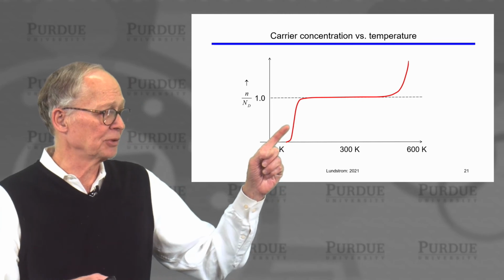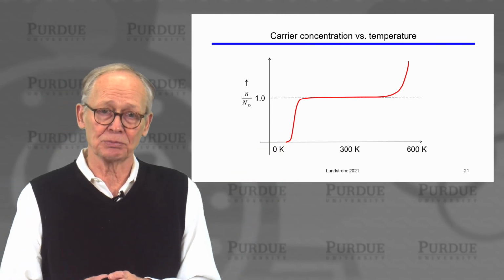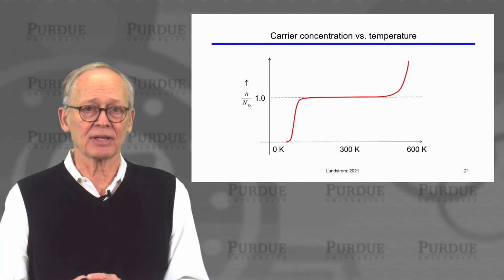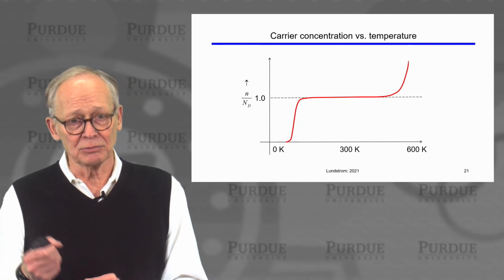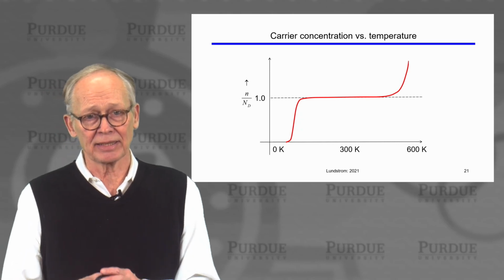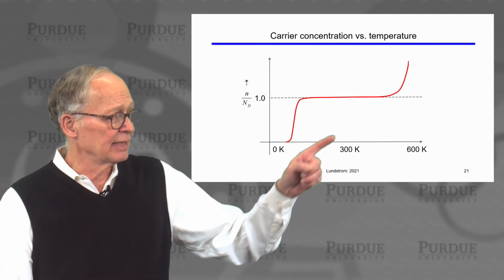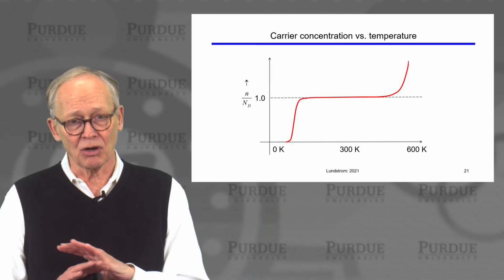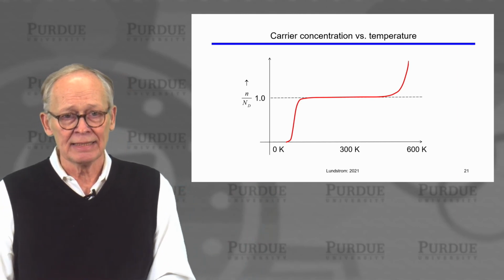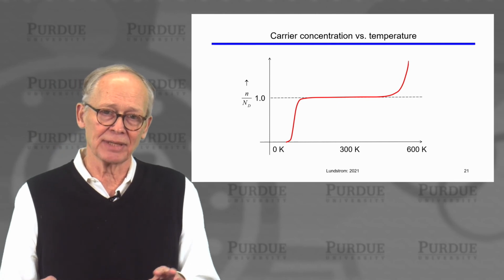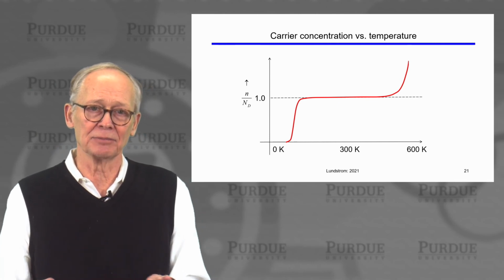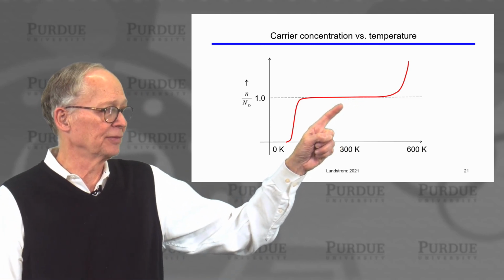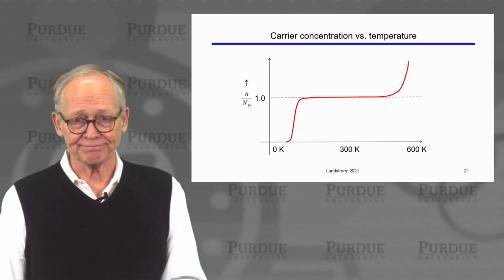As we increase the temperature, we'll start to break those bonds from the phosphorus atom. We'll free those fifth valence electrons to move into the conduction band, and the semiconductor becomes conductive. At a moderate temperature, well below room temperature for silicon, all of those bonds will be broken, and we'll have one electron in the conduction band for every donor atom in the silicon lattice. This is the region that most semiconductor devices want to operate in.